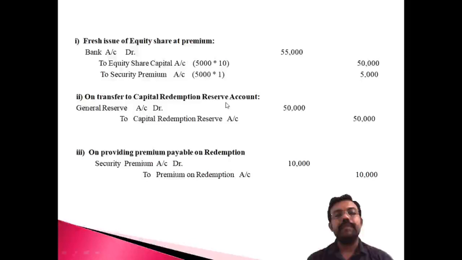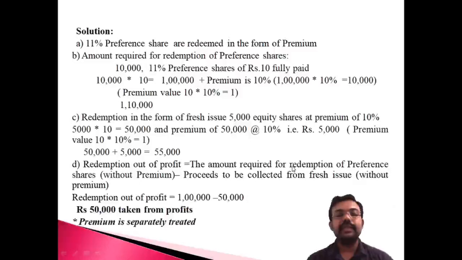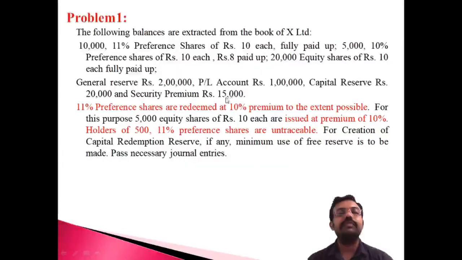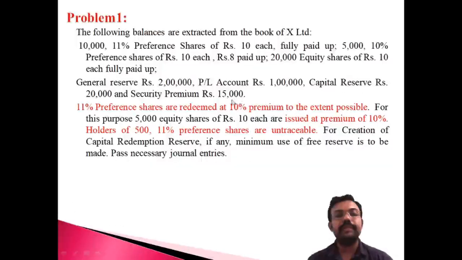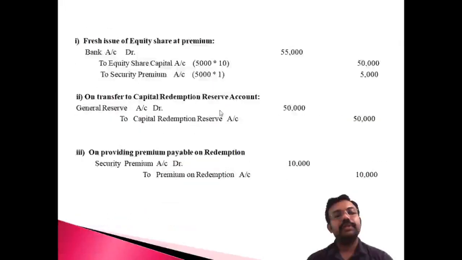So in that case, what will be the journal entry for providing the premium payable on the redemption? Security premium account debit to premium on redemption account, because we have the sufficient security premium account, 15,000, and the amount required for the premium is 10,000. So we can take 10,000 from that security premium. So that is providing the premium payable on the redemption, 10,000, and that's a part of the premium. And finally redeeming the preference shares.